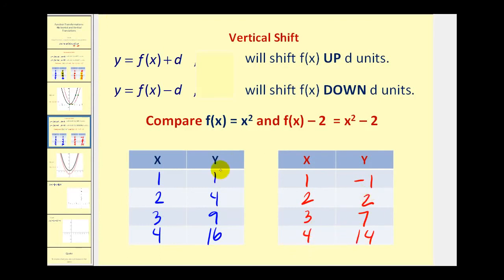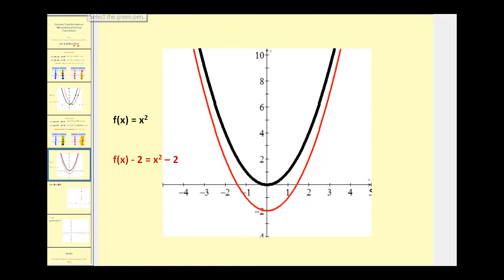So if we do another comparison of the y values of the function, notice that all of the y values in red are 2 less than the y values in blue. Therefore, this function would be 2 units lower than the original. Here's the graph of those two functions, and so we can pick any point on the original black function, and to find the corresponding point on the translated function, we would just move this point down 2 units.